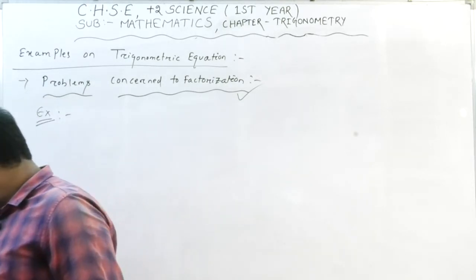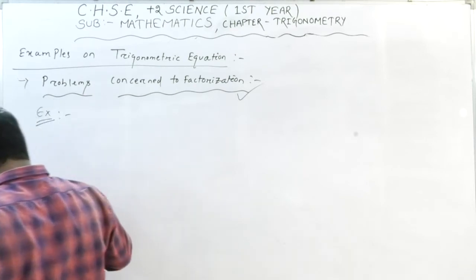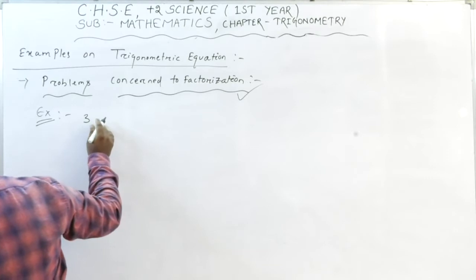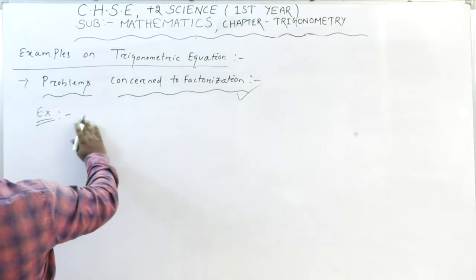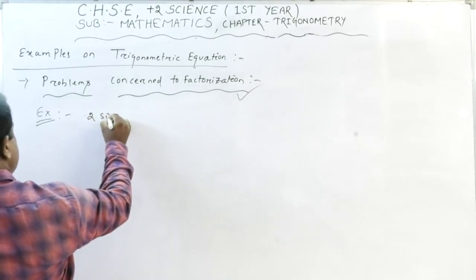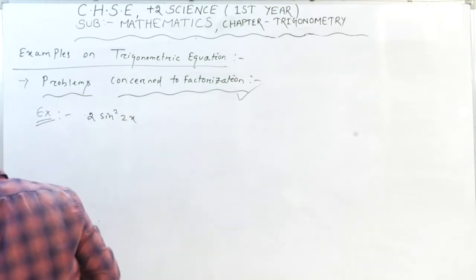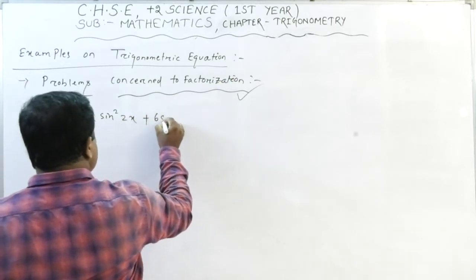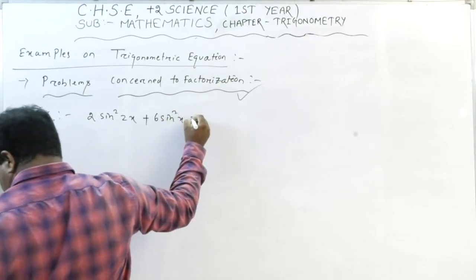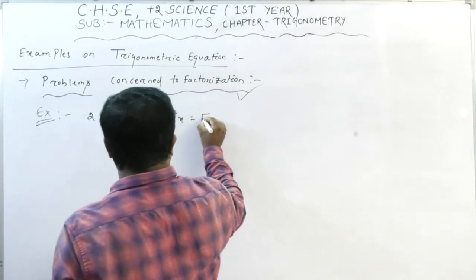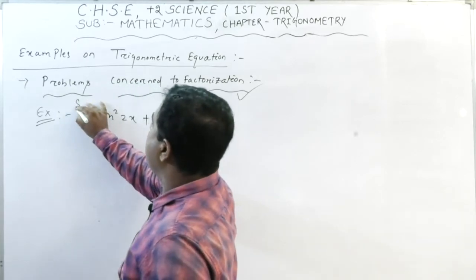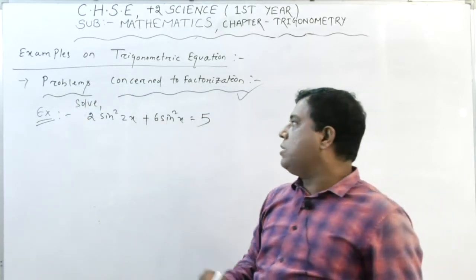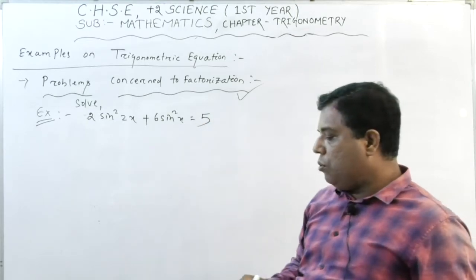Okay, dear students, so let us go for another problem. The next problem is 2 sin square 2x plus 6 sin square x equal to 5. Okay, it is given as solve. So how to solve this one? 2 sin square 2x plus 6 sin square x equal to 5.